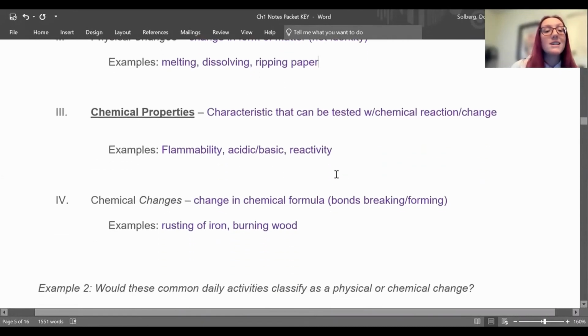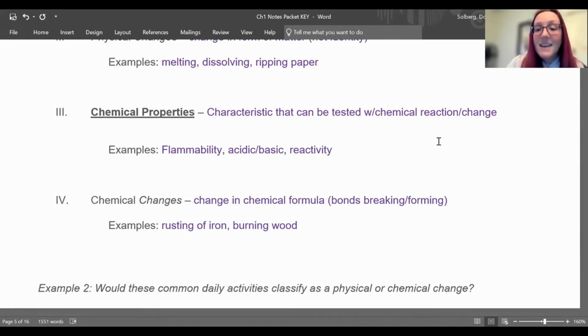So we're going to switch gears to chemical properties and chemical changes. A chemical property is a characteristic that can be tested with a chemical reaction or change. Remember, we said physical properties you can observe without chemically altering it. Chemical properties, you have to actually chemically alter it to see if it has a specific chemical property. For example, the only way to test if something is flammable is to actually light it on fire, and that would be a chemical change. So flammability, acidity or basicity, reactivity, any of those things are considered chemical properties.